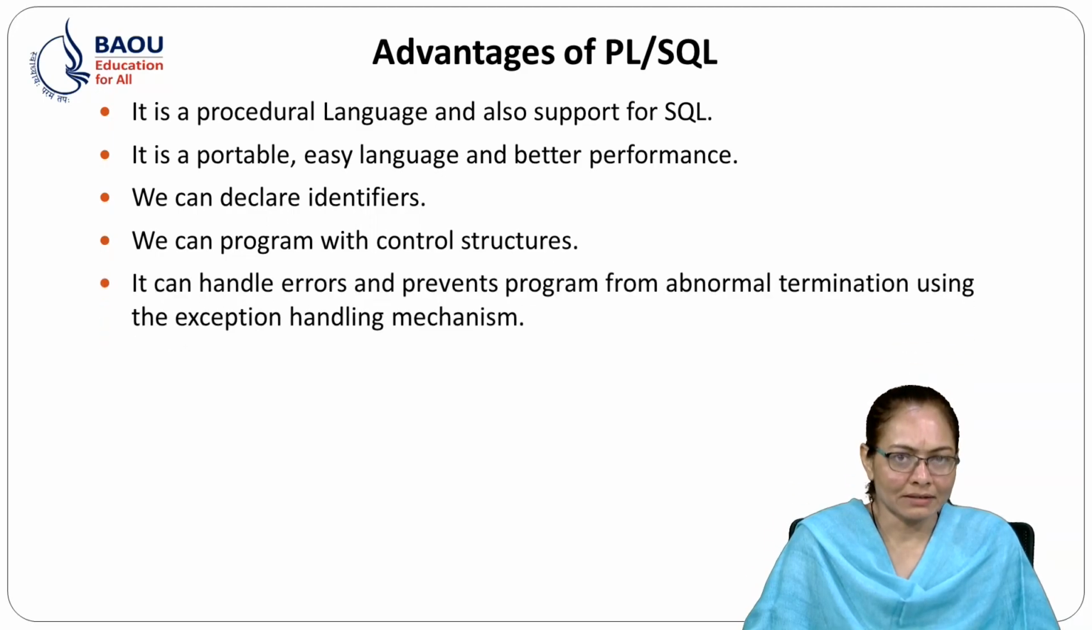It can handle errors and prevents the program from abnormal termination using the exception handling mechanism. If any error occurs in a program, any abnormal condition, for example a number is not divisible by 0. If you execute a division program and you enter two numbers, the first number and the second number being 0, then the number is not divisible by 0, so an abnormal condition is generated. That's why the exception section is used. If you do not use the exception section, then when any abnormal condition occurs, the program is terminated.